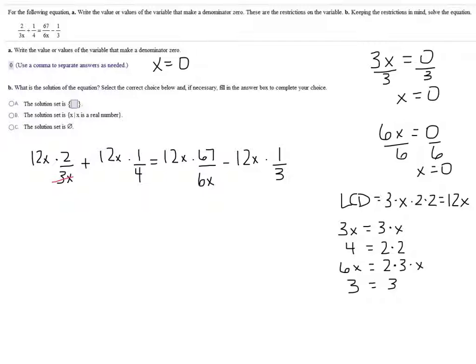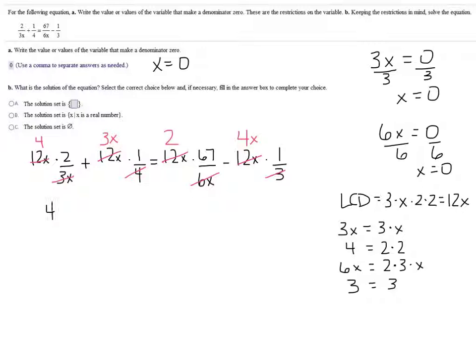Now 3x will go into 12x 4 times. 4 will go into 12x 3x times. And I go ahead and rewrite with the x and everything because sometimes when I cross these out, I forget about the x. And I don't want to lose that, so I'm just going to rewrite the whole thing. 6x will go into 12x twice. 3 will go into 12x 4x times. So now I can rewrite what I have left.